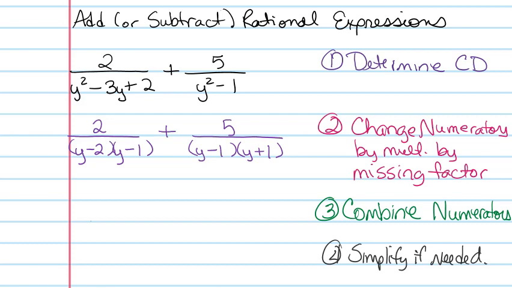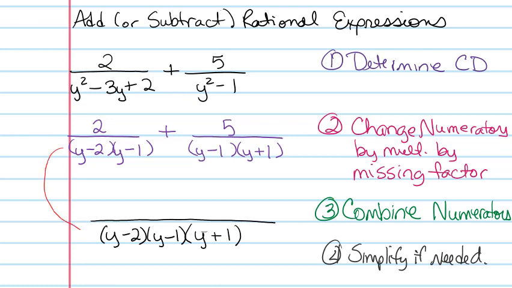All right, now my common denominator is: take all the factors of the first one, and then look at my second one and see what else I need. I need a y plus 1. Okay, so I've determined the common denominator, and there it is. Second step, change the numerators by multiplying by the missing factor. So I'm going to compare those two denominators, and I see that for this one, the y plus 1 is what's missing.